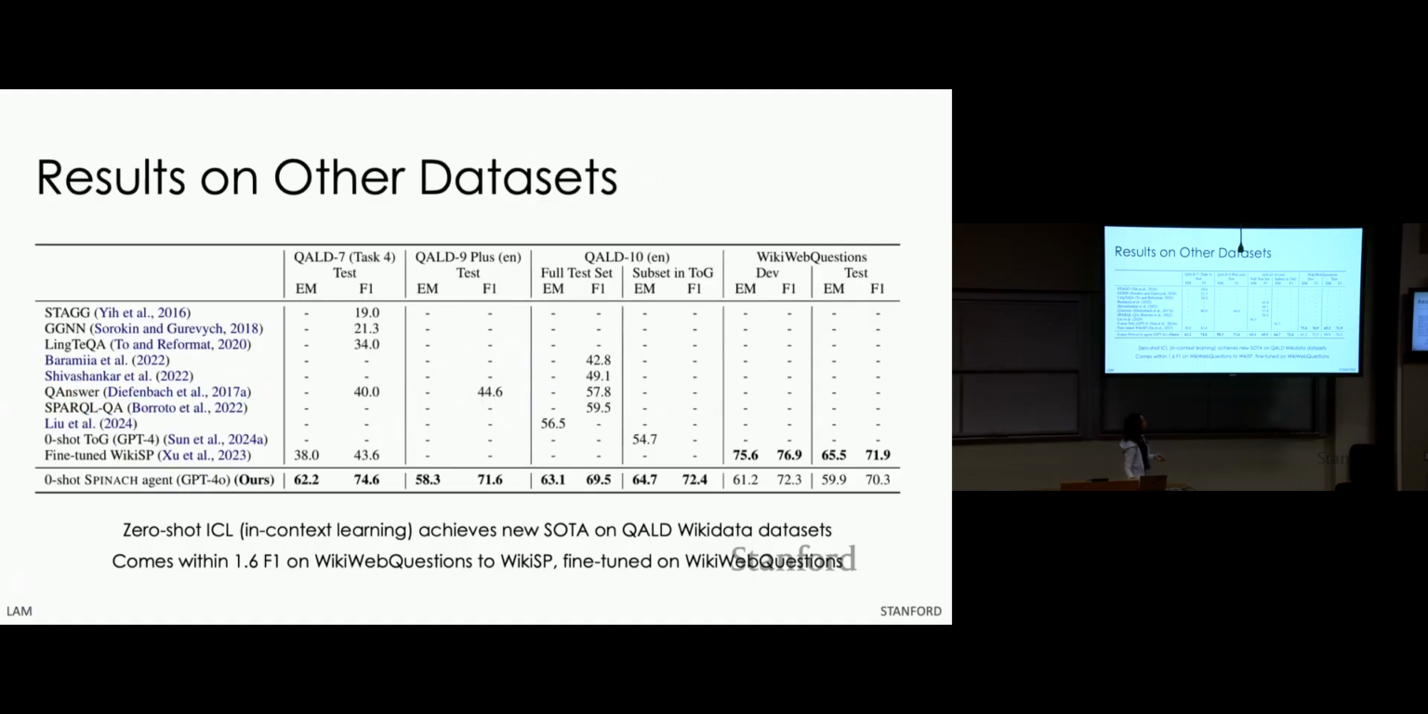If you look at other data sets, which don't have the complexity of what the SPINACH data set has, what we see here is that we're getting better results than anybody without fine-tuning. This is all in-context learning. When it comes to the WikiWebQuestions, the only thing that we lose to is the work that we did on the fine-tuning, because we are training on the popular questions and testing on popular questions, and it actually does better.